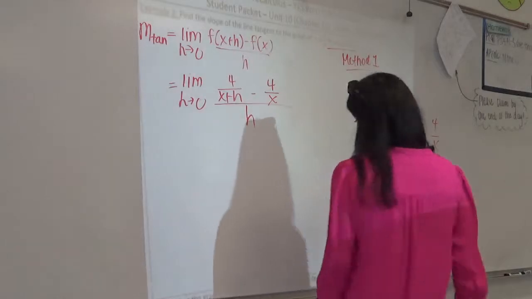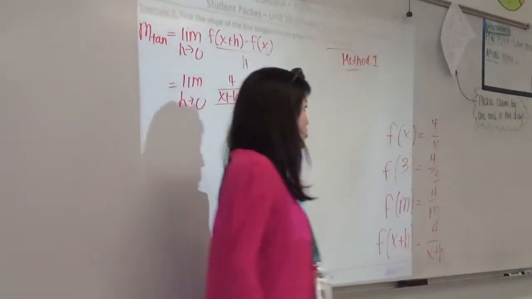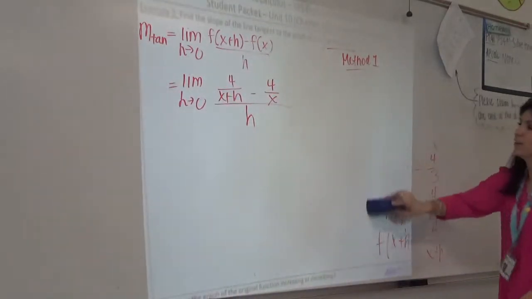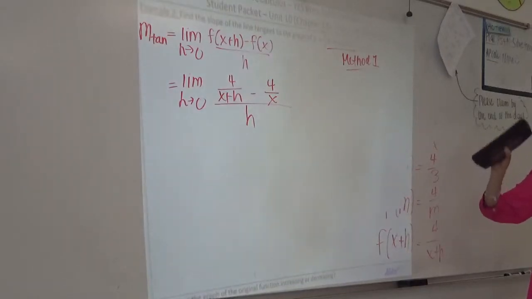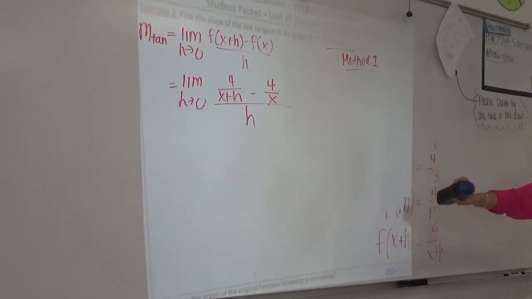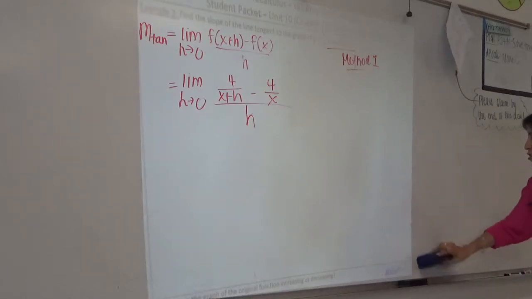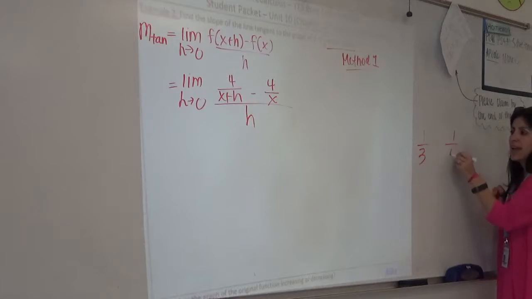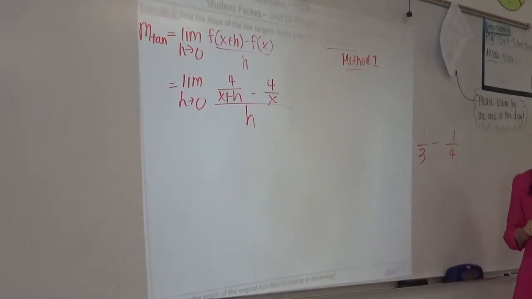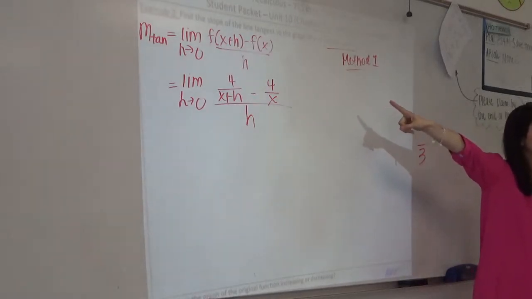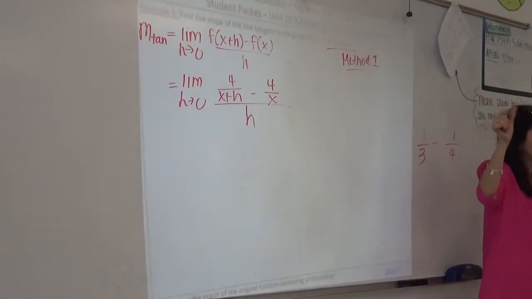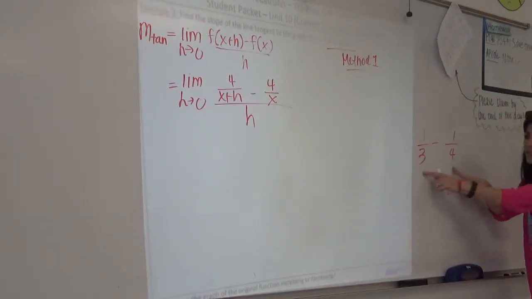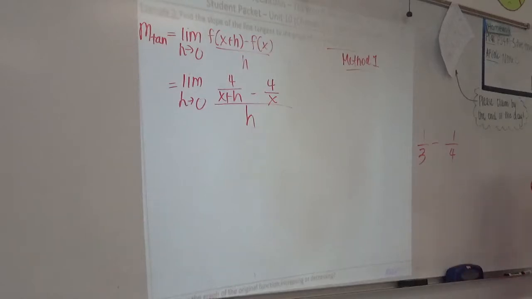Let me compare this to something else. As often as I can, I'm going to try to show you what this would look like if it were just numbers, because I think you do better with numbers than with x's and h's. So let's say I had two fractions, maybe like 1/3 and 1/4, and I asked you to subtract them. That's kind of like the situation I have in the numerator. How do I subtract these numbers? What would the common denominator be, by the way? 12. You just know that intuitively.